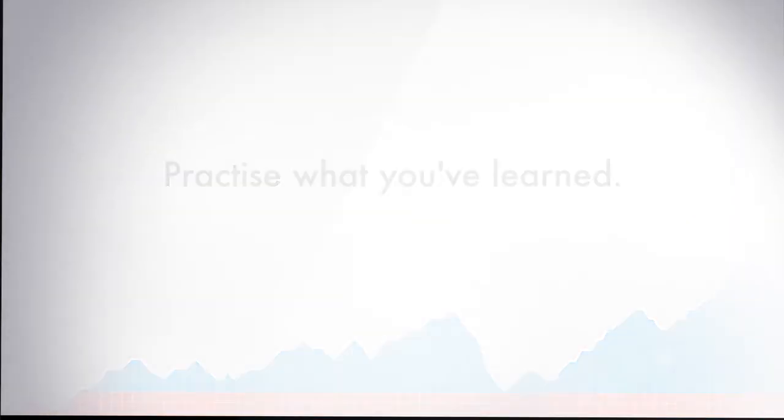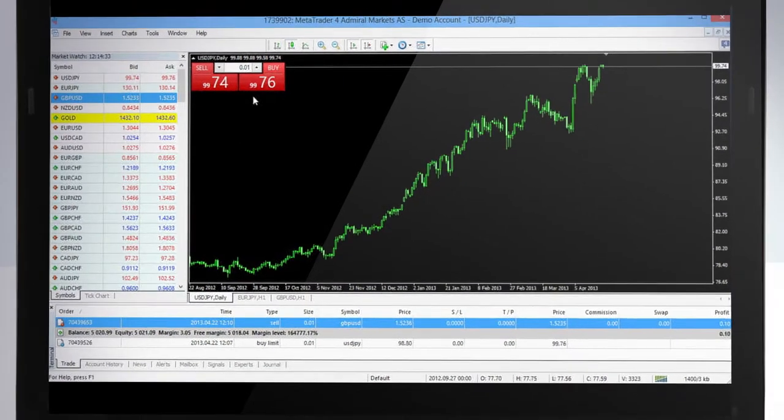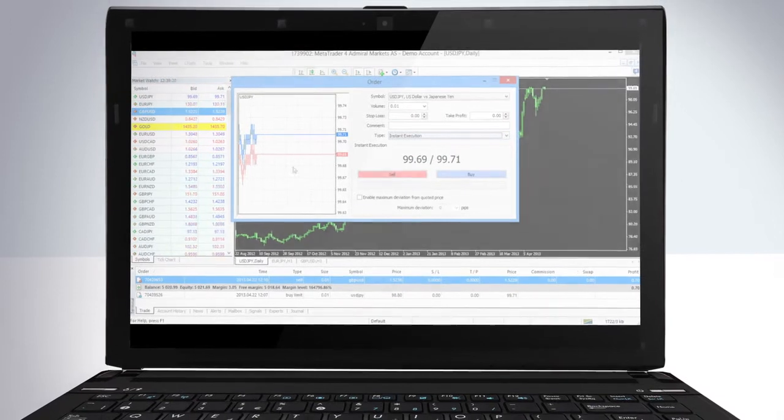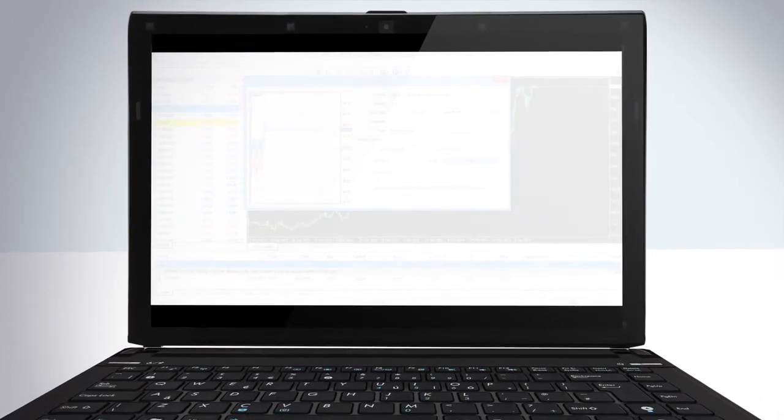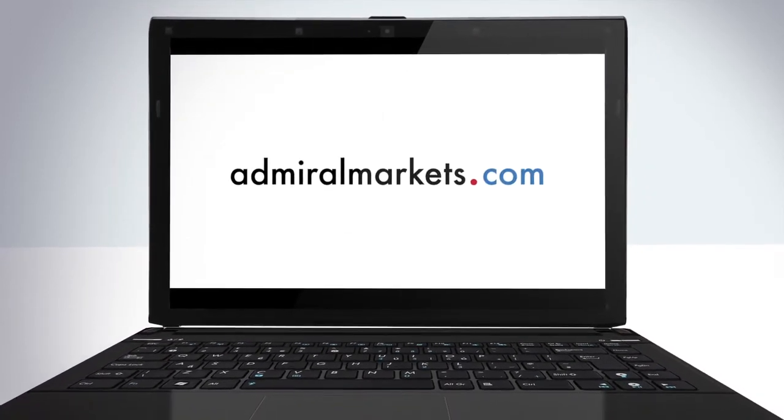To make sure that this knowledge persists and gets developed, we strongly encourage you to try out day trading with the use of technical analysis on a demo account.